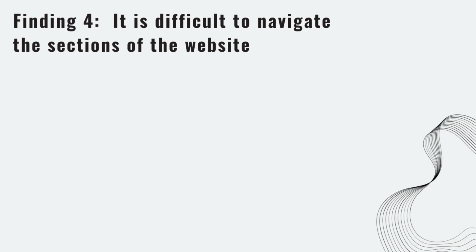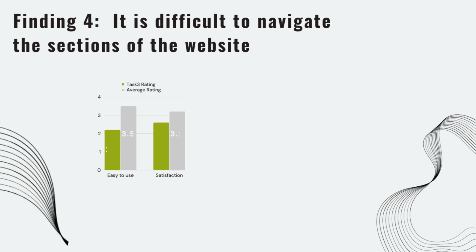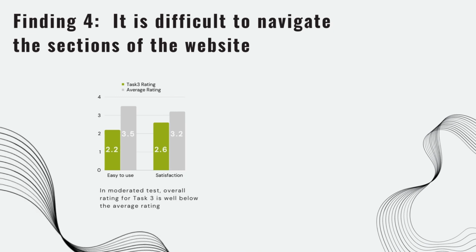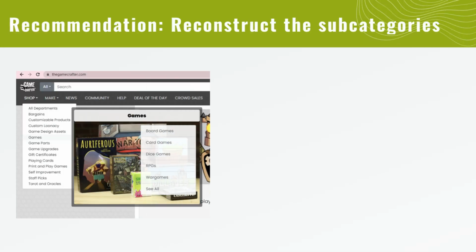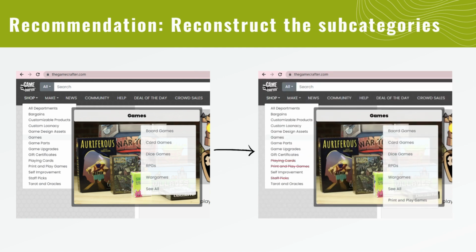The next finding is that participants cannot find their expected page through the navigation bar. There are too many classifications in the catalog. In the moderated test, the overall success rating for this task is well below the average rating. In the remote test, only 16% of the participants picked the right path directly. We suggest to reconstruct the subcategories. For example, move playing cards, print and play game, and staff pick into the subcategory games.